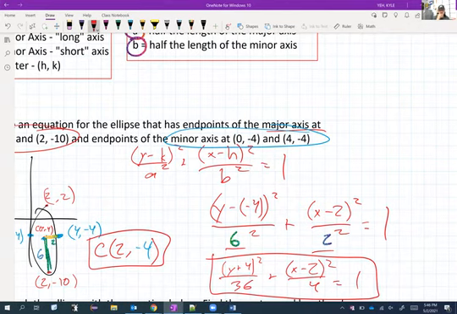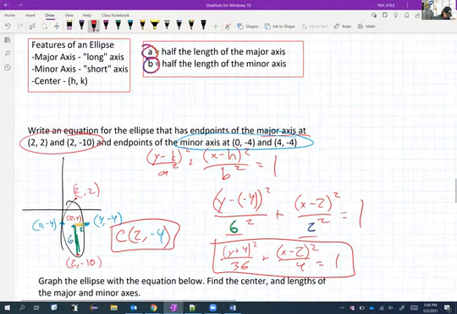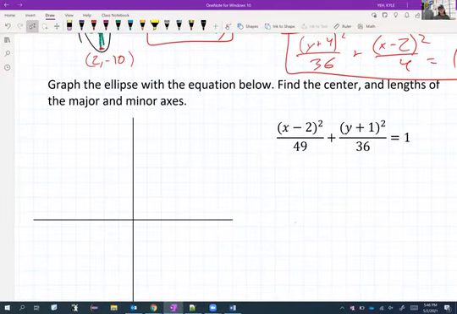And you can see, oh, the y's are over the larger number, so it must be going up, down. It's a vertical ellipse. The center is at 2, -4 from those numerators. And we can kind of see how wide, how tall, how long that ellipse will be. What about right here, going the opposite direction? We're given the equation. Graph the ellipse, find the center and the lengths of the major and minor axes.